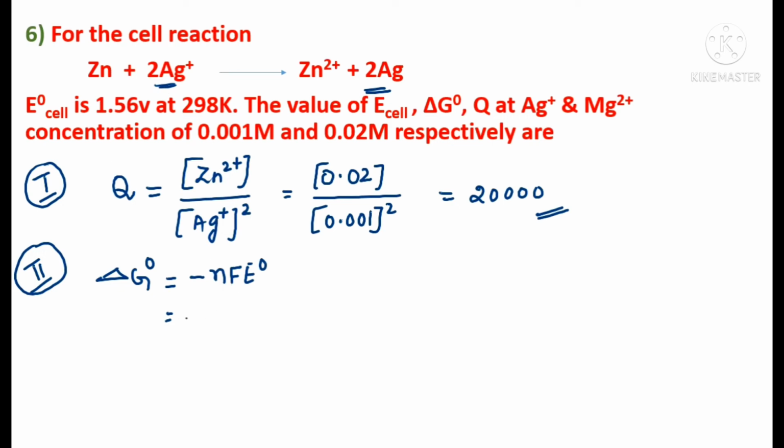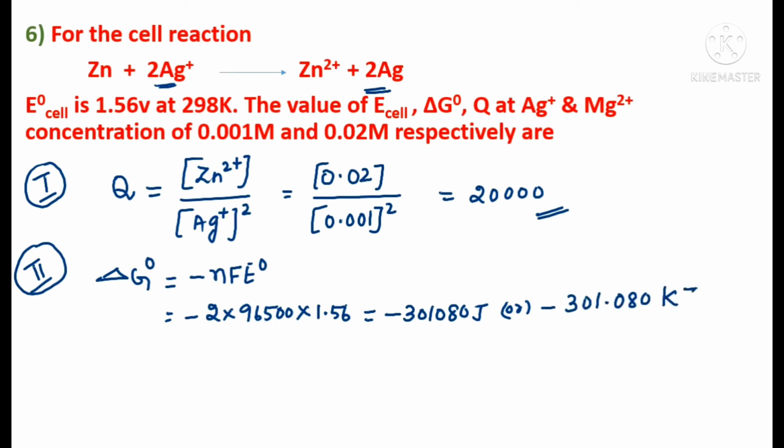So it is minus 2 into Faraday, which is 96,500, into the E naught value, 1.56. What is the answer? It is minus 301080 joules. If you want to convert into kilojoules, you should divide it by 1000. So minus 301.080 kilojoules. Understood, students? Now we are moving on to the third quantity which we are going to calculate.